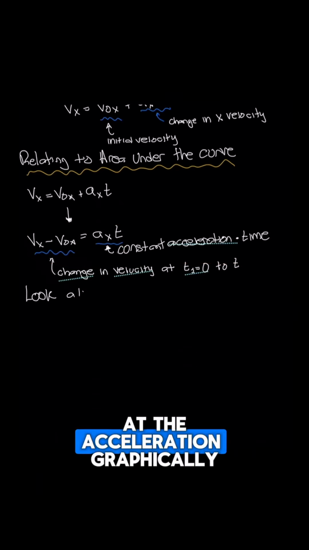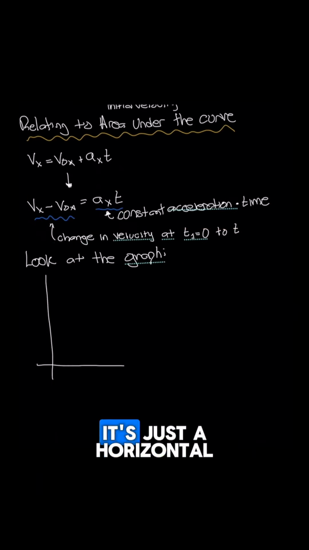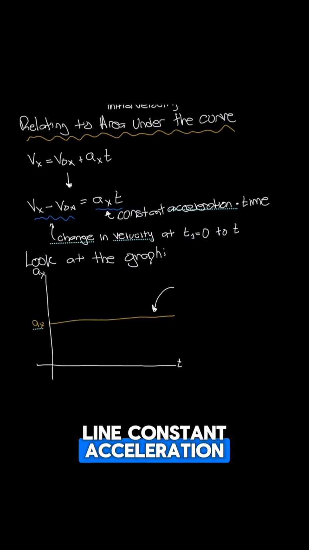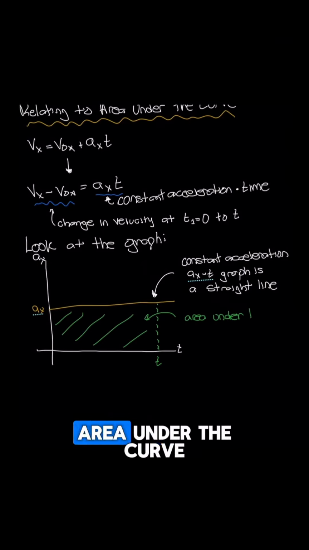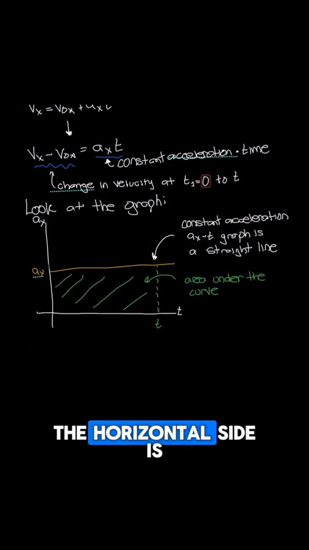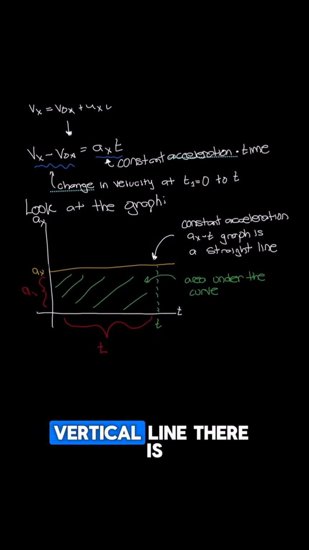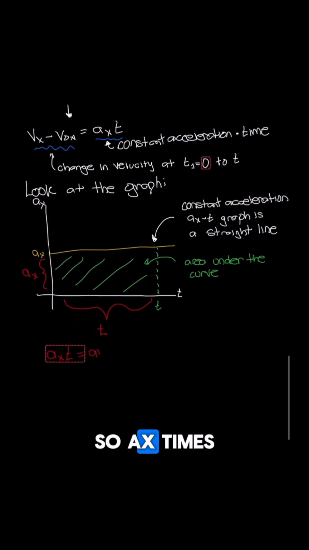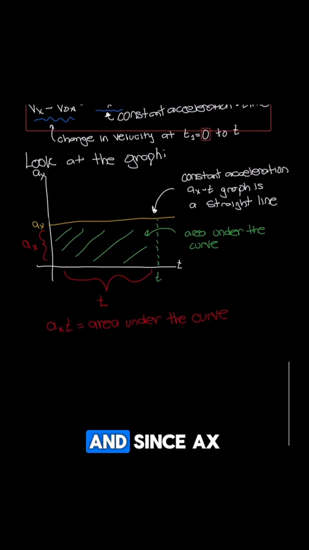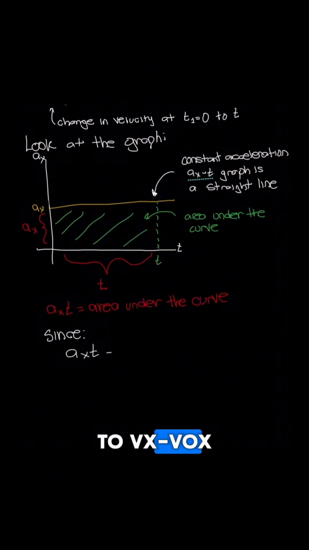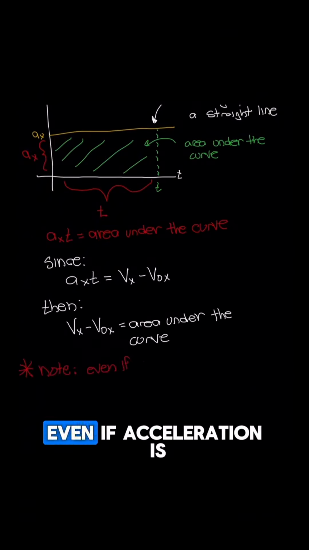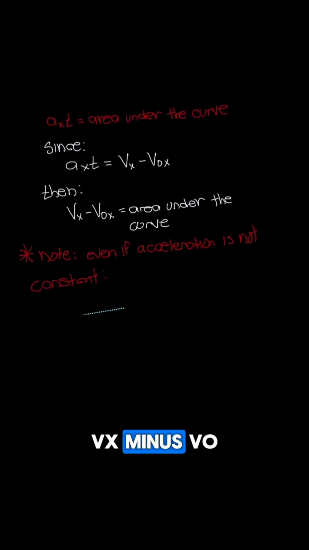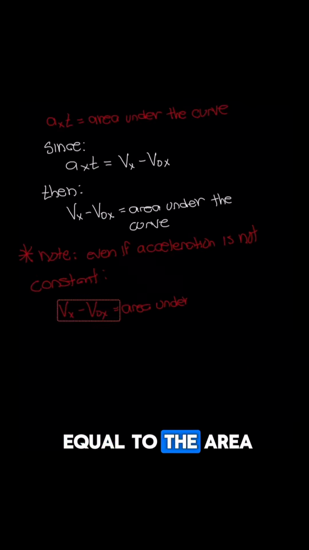So if we look at the acceleration graphically, we can see that it's just a horizontal line, constant acceleration, the slope is 0. And if we draw some random time interval and we highlight the area under the curve, we can see that the horizontal side is the time and the vertical line there is the acceleration. So ax times t is equal to the area under the curve. And since axt is equal to vx minus v0x, then that is also equal to the area under the curve. And one last important note, even if acceleration is not constant, vx minus v0x is going to be equal to the area under the curve.